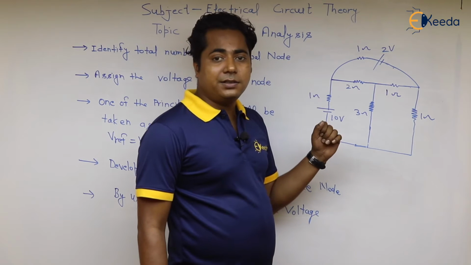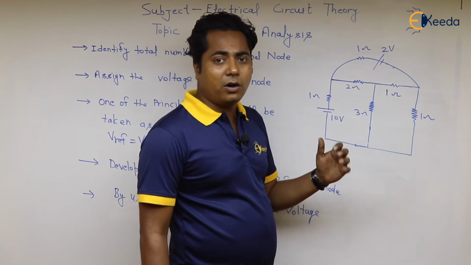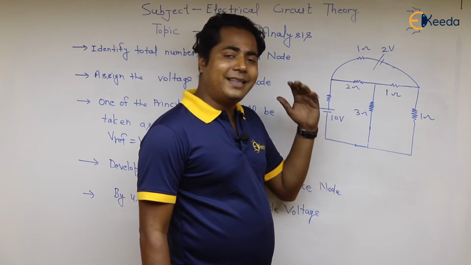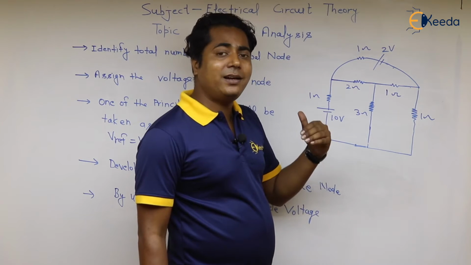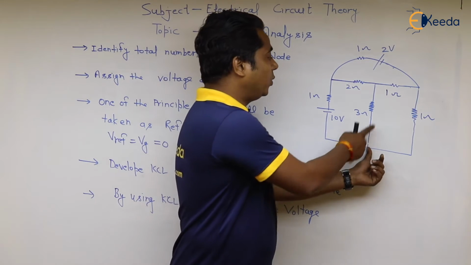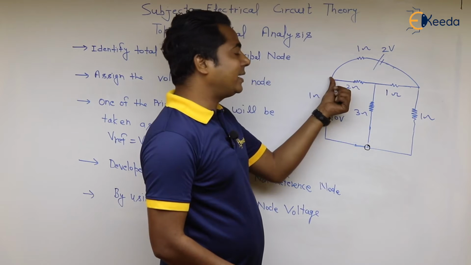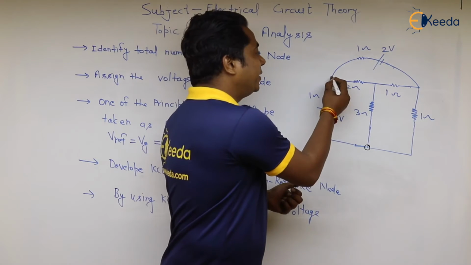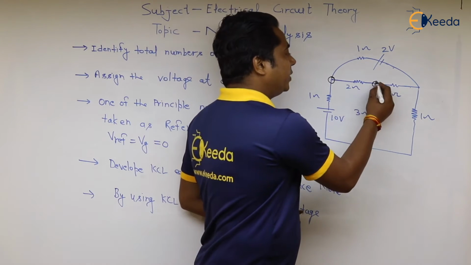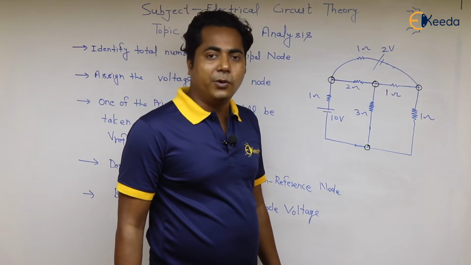So first point is, you have to identify the total number of principal nodes. Principal nodes means that node which is connected to more than two elements. This node is connected to more than two elements. This is your principal node. This node is connected to more than two elements. This is your principal node. This node is connected to more than two. This is a principal node and this is a principal node. So the total number of principal nodes is equal to 4.